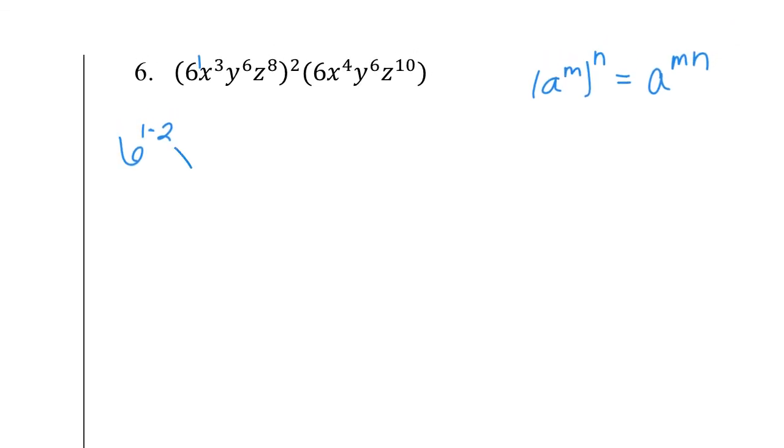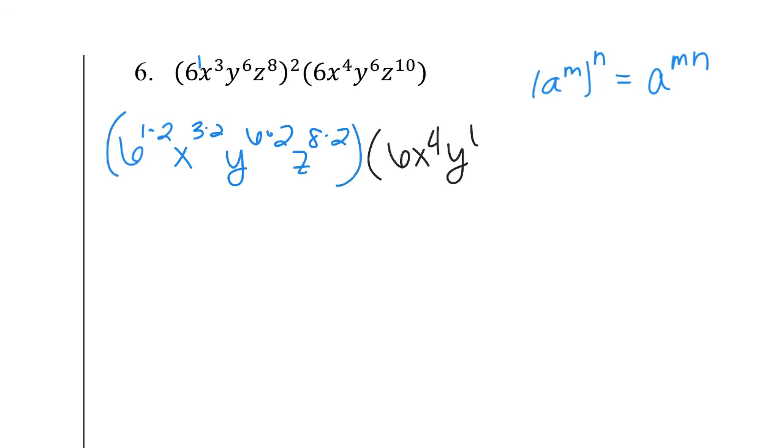Then we have x to the 3 times 2, y to the 6 times 2, and z to the 8 times 2. Now all of this is still in parentheses because we have this guy on the right that we haven't done anything with yet. He still hangs out. So now let's clean up this blue spot before we start dealing with the entire thing.